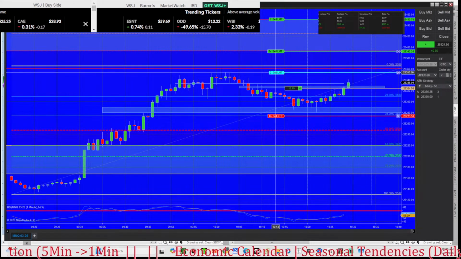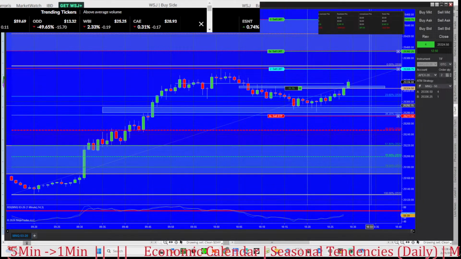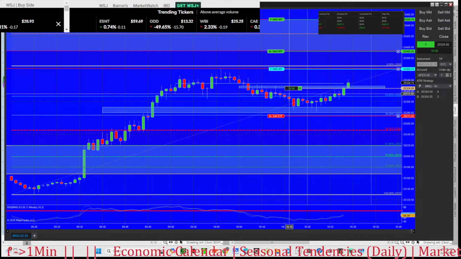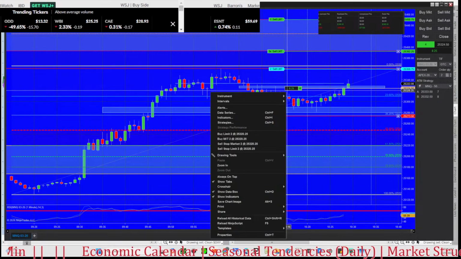I think he's going to target this level right here. I'm going to have to wait and see. If it drops lower one more time, I'm going to try to add in one more contract. Let's see if it's going to get there.